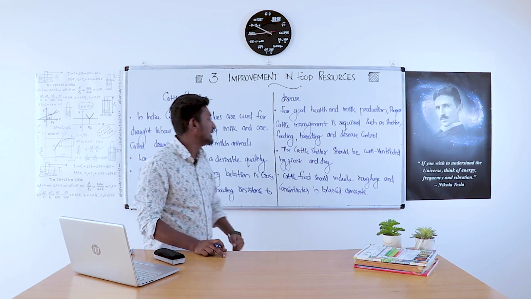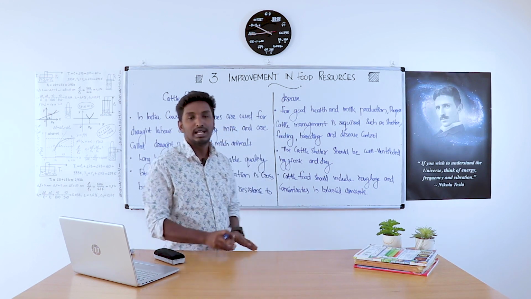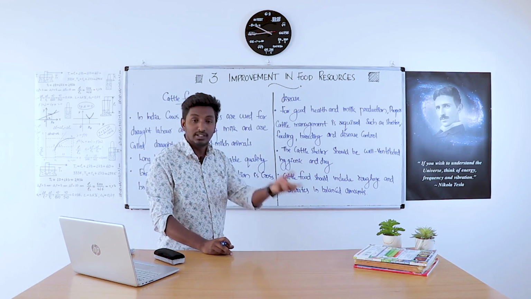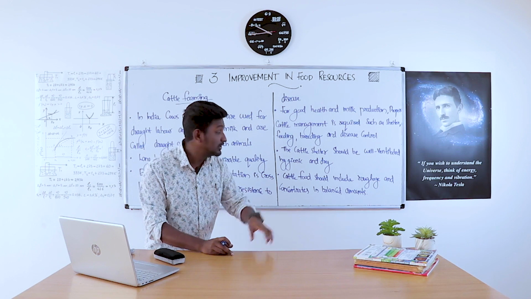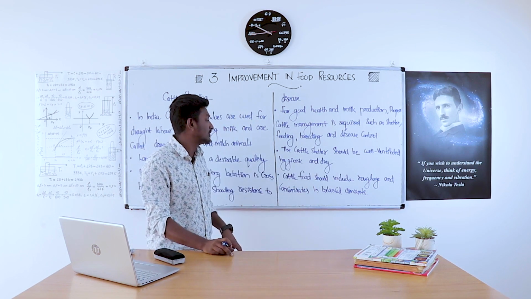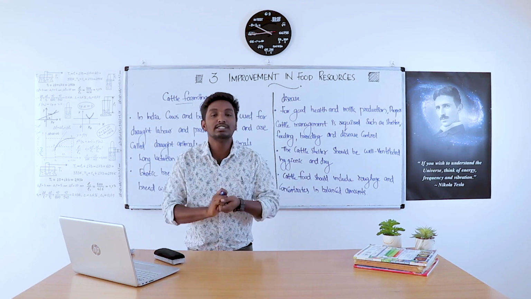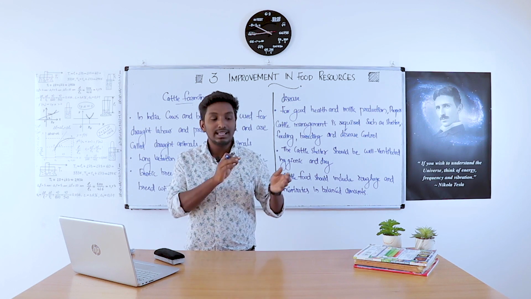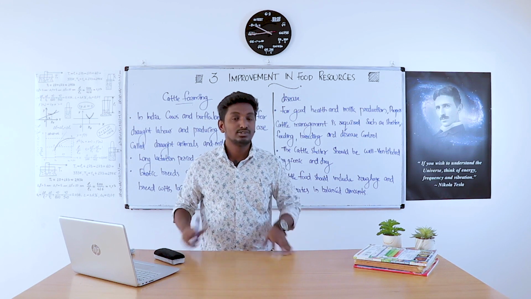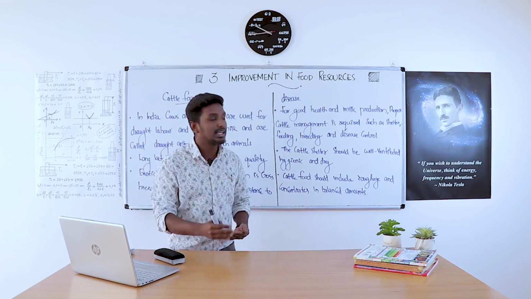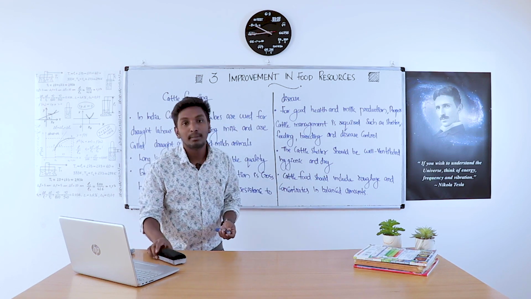Cattle food should include roughage and concentrates in balanced amounts. When we are giving food to cattle regularly, only if they are healthy will we get good milk. So the food should include roughage and concentrates in balanced amounts. If this balance is not maintained, then the food we give will not give us better results. So for better results and better health of our cattle, the food should include roughage and concentrates in balanced amounts.